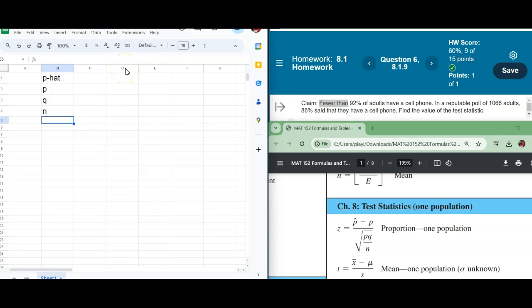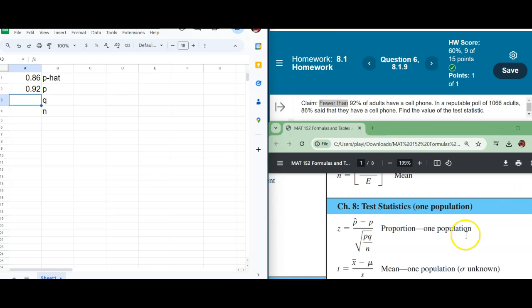Once I get that, I can do all the calculations I need to come up with the test statistic. So p hat is the value from the sample. In a reputable poll of this many adults, this percent, that is the value of p hat. So I'm going to just type it as a decimal, 86%. P is what we're getting from the claim, fewer than 92%. So as a decimal again, 0.92. Q is 1 minus p.